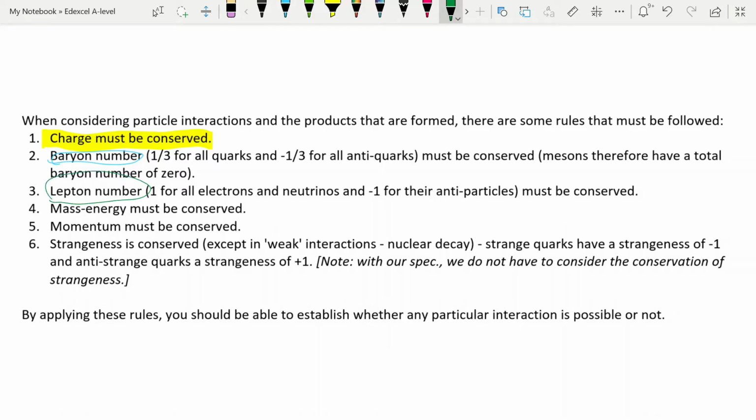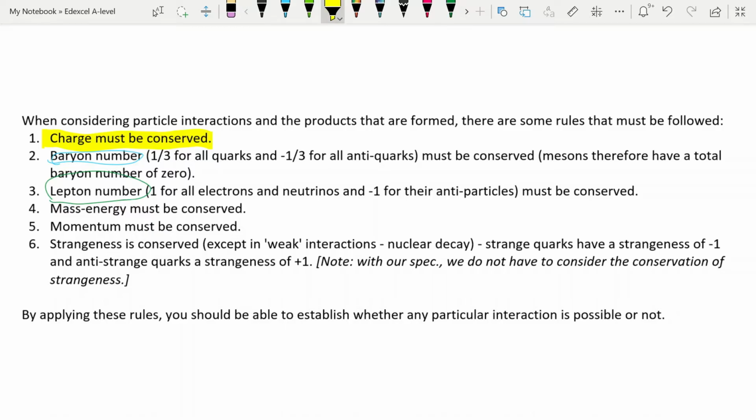Our next one that must be conserved is lepton number. All electrons and neutrinos have a lepton number of 1. All their antiparticles have a lepton number of -1. And again, what goes in must come out. If you have no leptons going in, you must have no leptons coming out. If you have a lepton going in, you've got to have a lepton coming out. It's that simple. And you just look at any particle equation and you count up how many go in and how many come out, and they've got to be conserved.